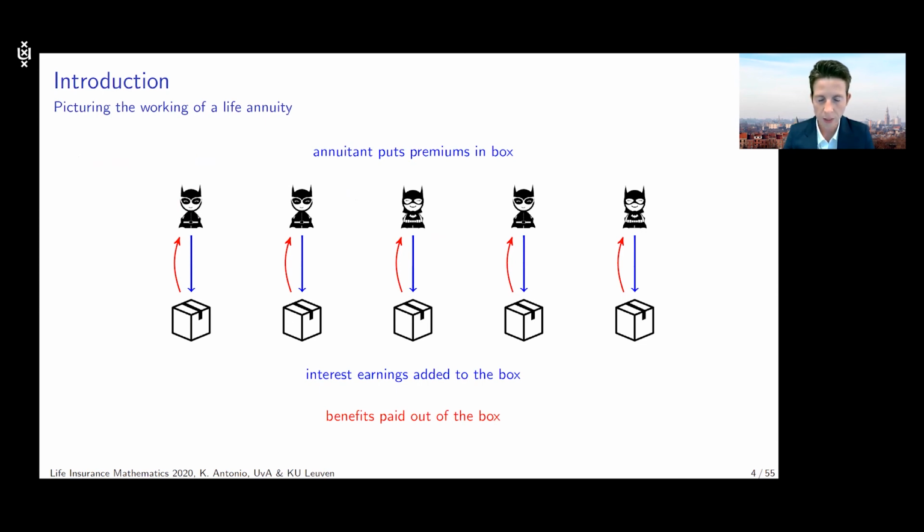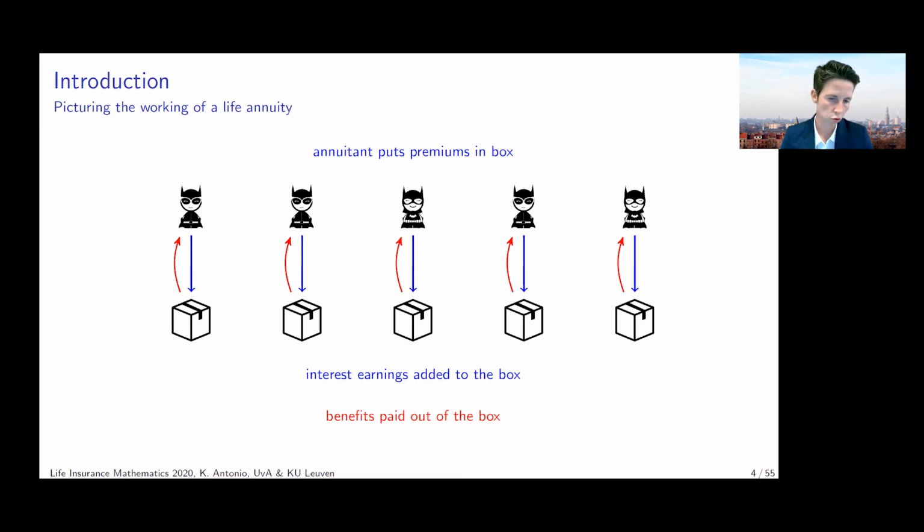I've got a visual to picture the working of a life annuity. It's based on the book that we were previously using in this course, because you can picture the working of a life annuity in a very naive way as follows. You've got your policyholders, your annuitants. They put premiums into a box, because you don't get this life annuity product for free, of course. You need to pay a certain premium for it. So our annuitants put their premiums in the box. That's indicated here with the blue arrows.